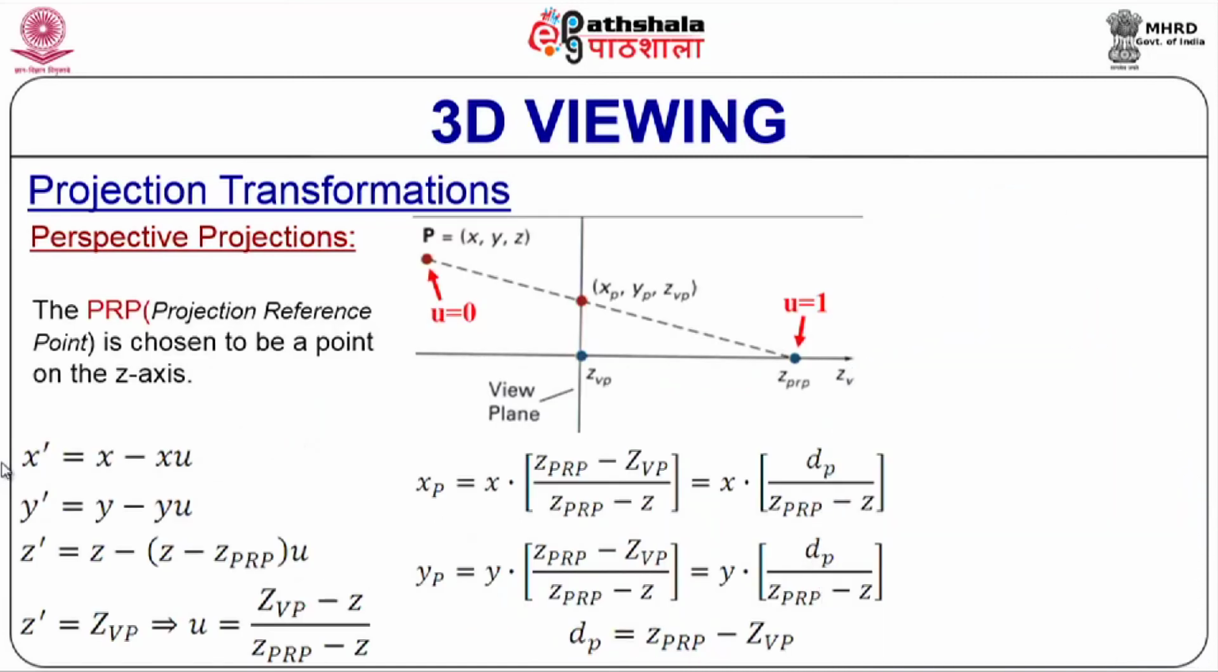Now there is a simple derivation here to understand how perspective projections are carried out and the transformation is performed. The projection reference point is considered here. Let the projection reference point be considered on the z axis of the viewing coordinate system.